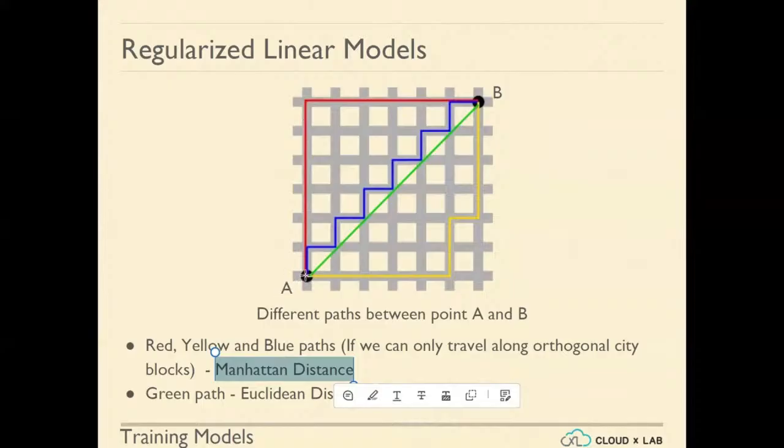Here also we are moving in orthogonal directions. Suppose this is your direction. You can only change direction orthogonally, with a 90-degree turn. Likewise, you will move, and here also, if you want to change direction, you change it with a 90-degree angle. So the red, yellow, and blue paths are Manhattan distance, the L1 distance. If you follow this green path, then you are taking the L2 distance, right?